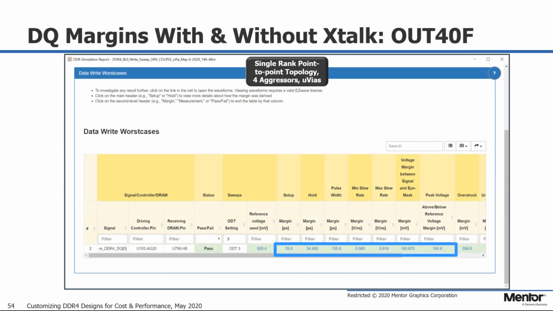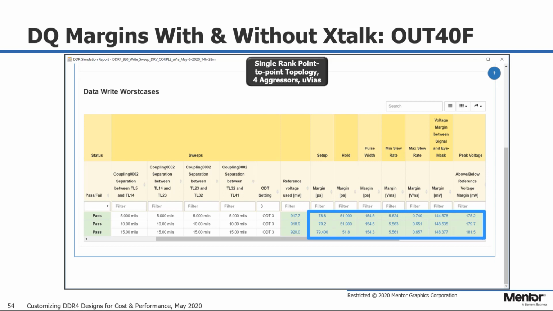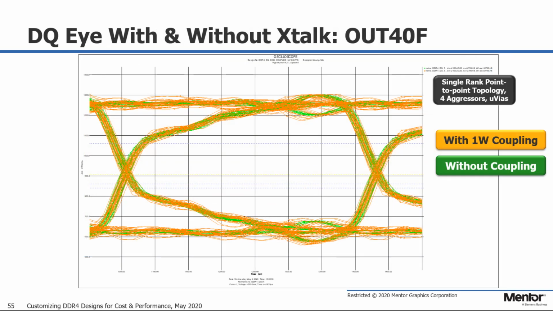Here are the margins at the DRAM with the fast driver without crosstalk. Notice both the timing and noise margins. Here are the margins with crosstalk with different separations. The timing did not get affected much, but the noise margins were reduced moderately. Again, by looking at the overlapping eyes, you can see why.